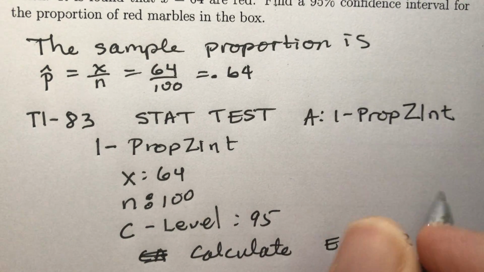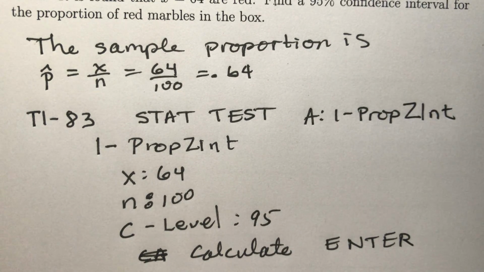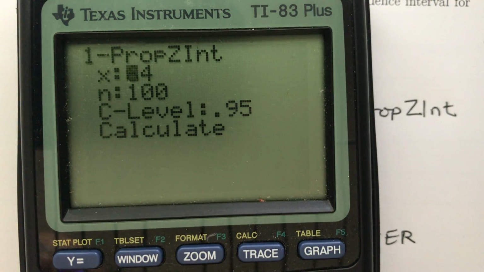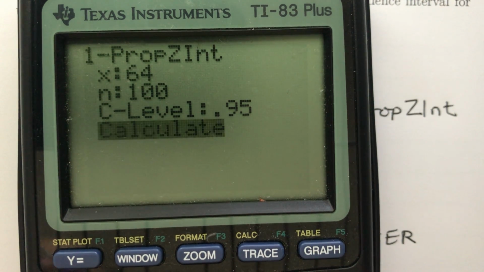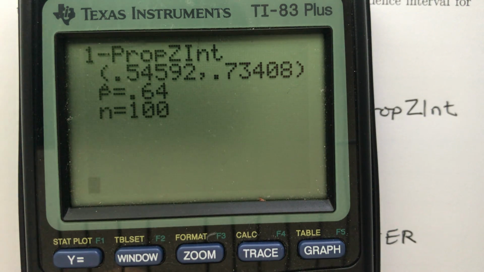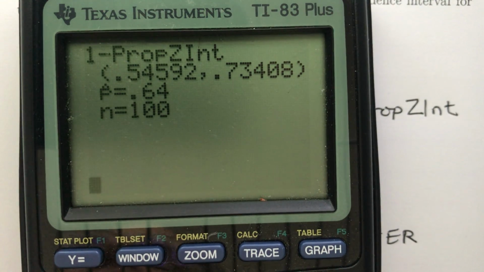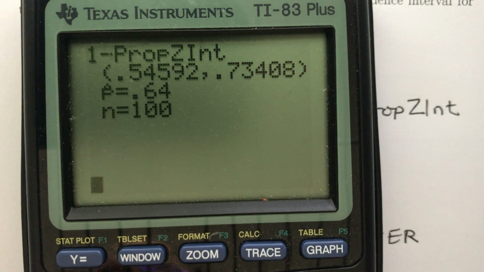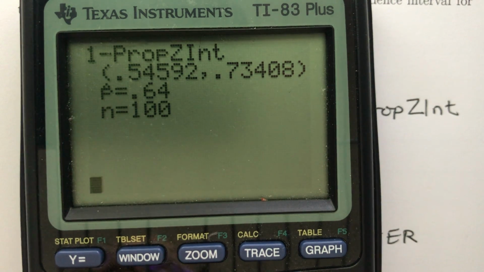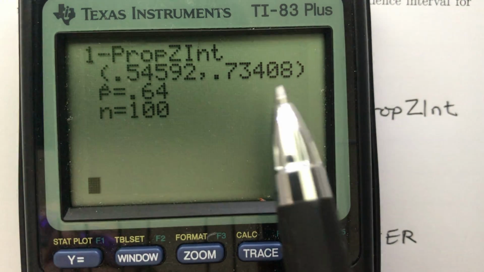Okay, so let me show you what that's going to look like. This is what it looks like on the calculator. I put all those things in there, and then you go down to calculate, and when you do that, it gives you the answer to the question: what's the confidence interval? This is the confidence interval. This is a 95% confidence interval, and let's look at this first group of numbers here.